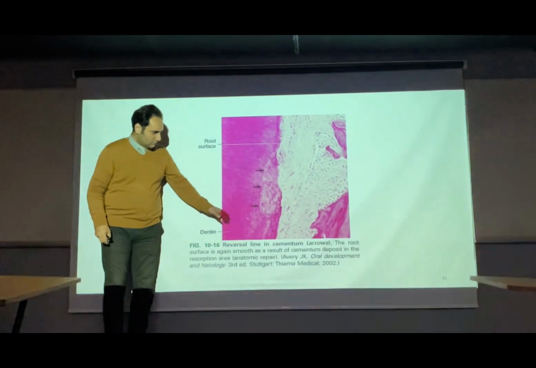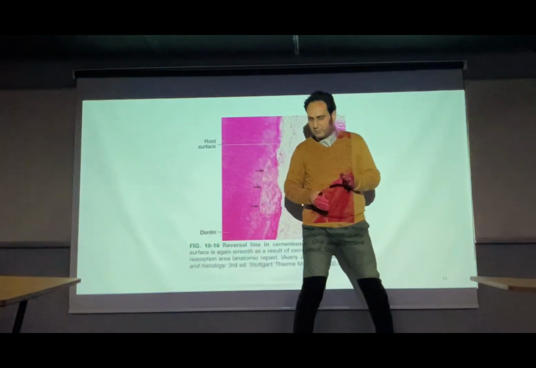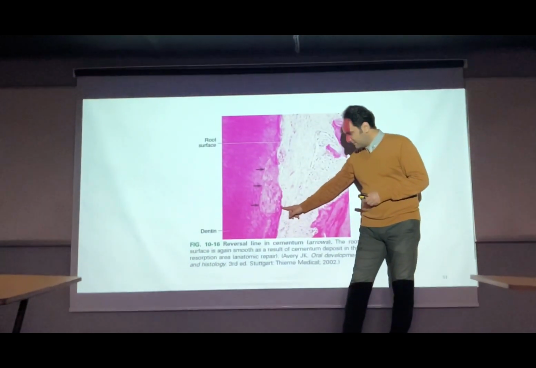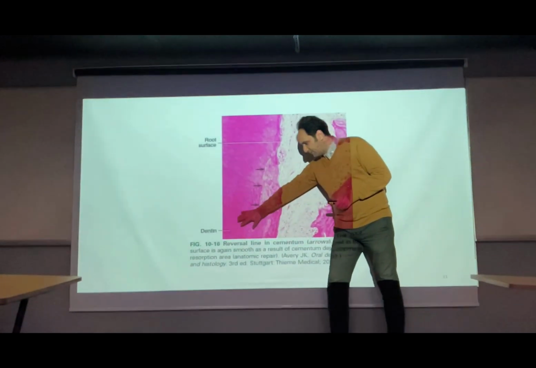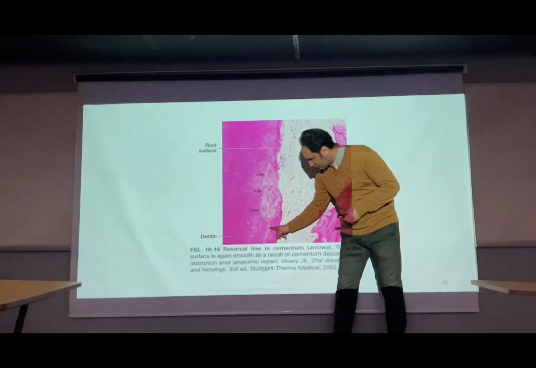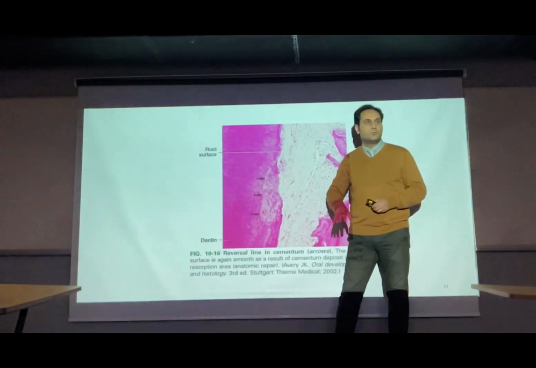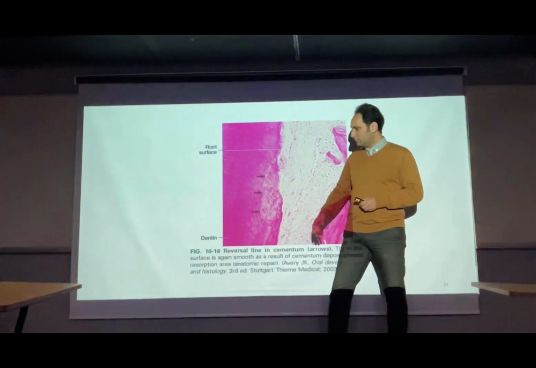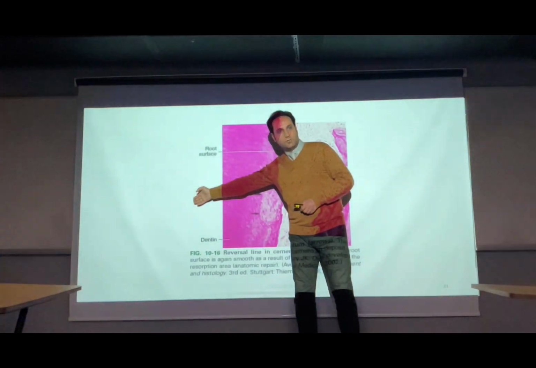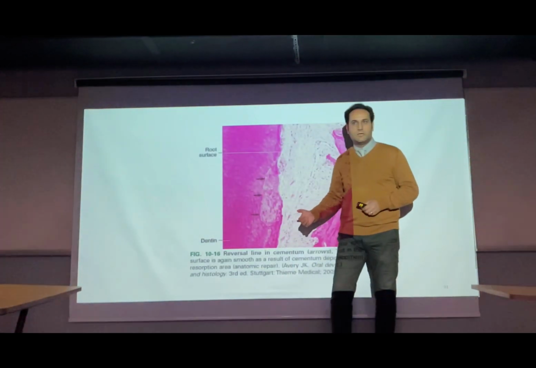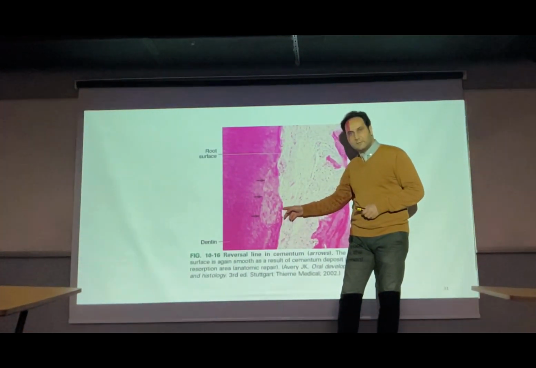Guys, let me talk about it again. This part is our cementum. This part is our dentin. You can see the border. Where is the odontoblast? For example, present in this side, okay? Where is the cementoblast? Present in this side.